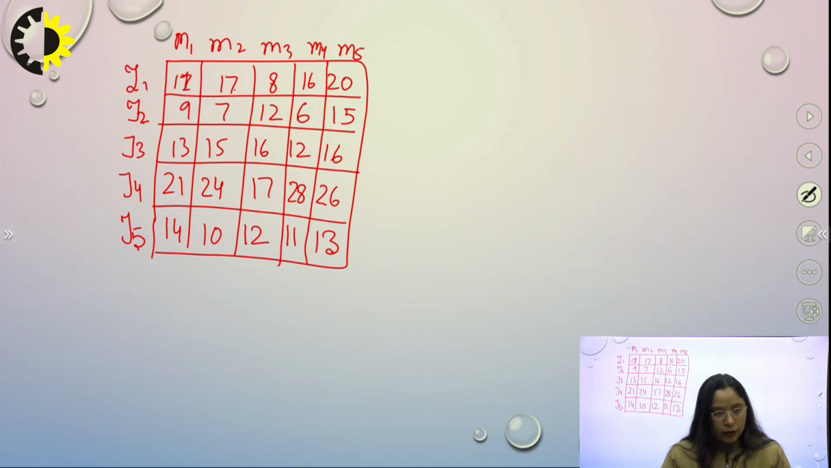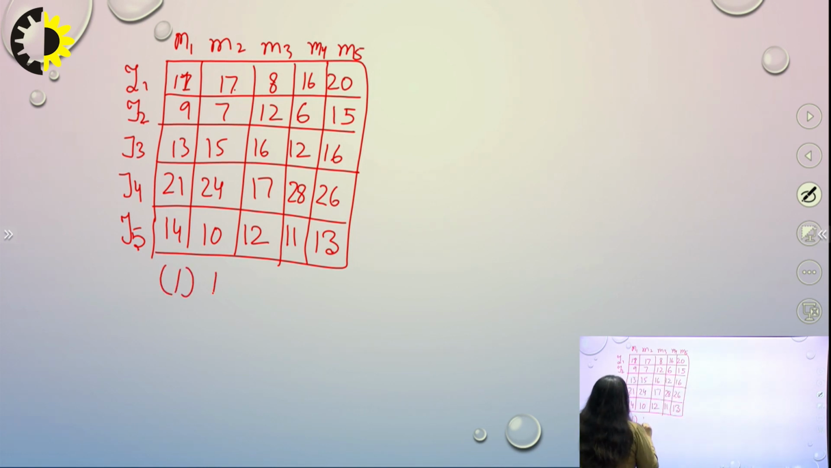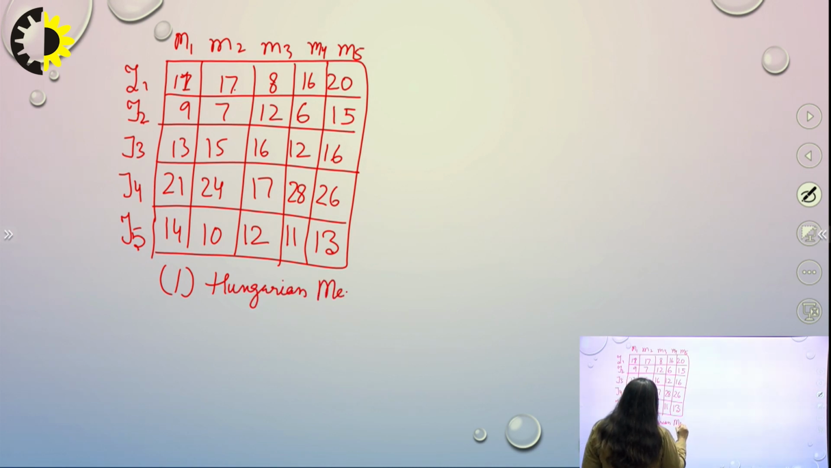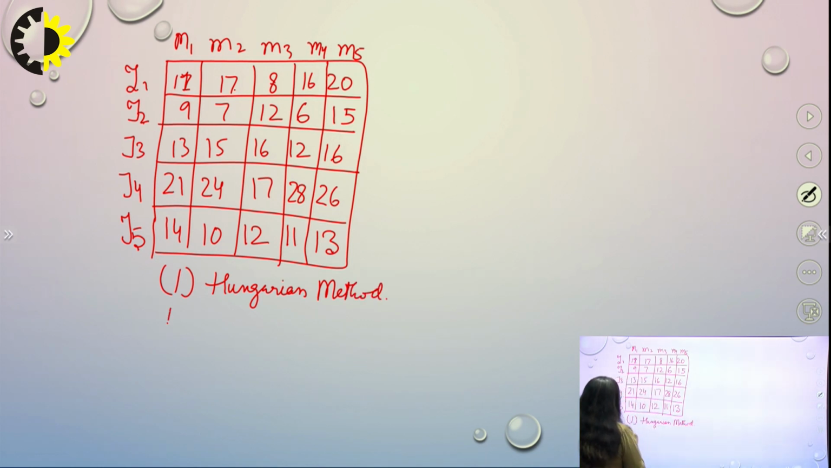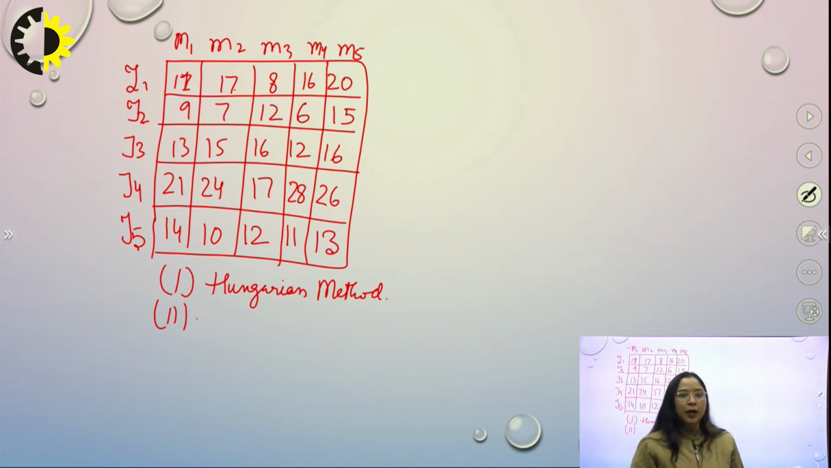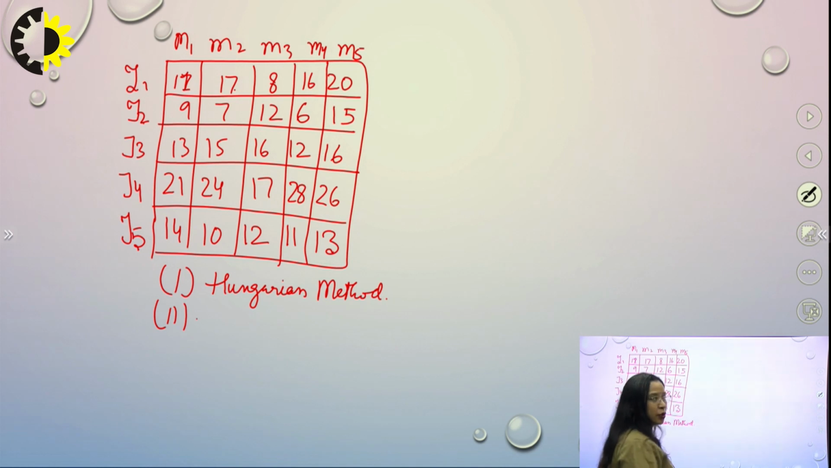Before doing this, there is a set of rules for this method. Since it is an assignment method, it is done by the Hungarian method. According to the Hungarian method, the first thing is you have to subtract the minimum element from each row, so that there is a 0 in each row. Like here in this case, the minimum element is 8. That means from each row, subtract the minimum.